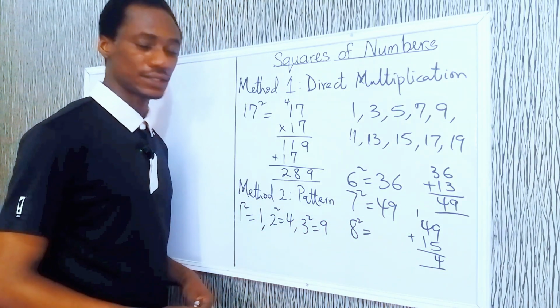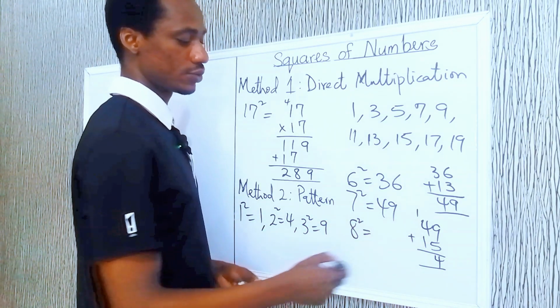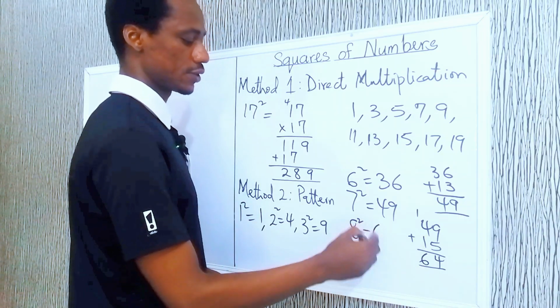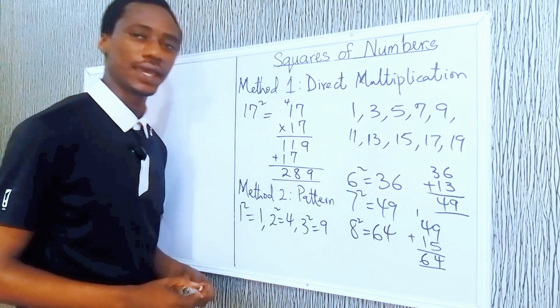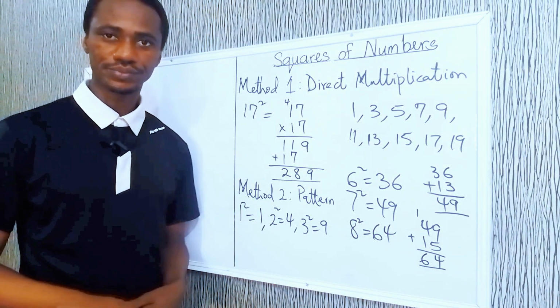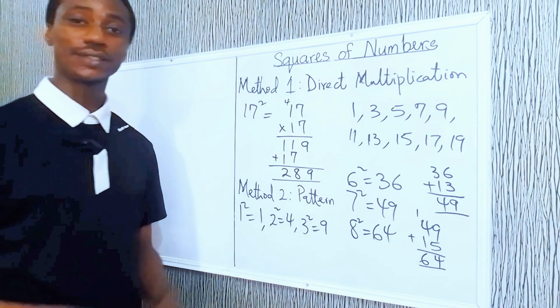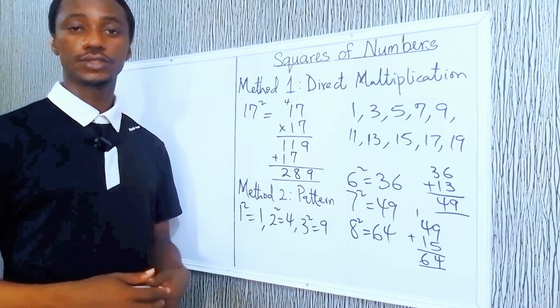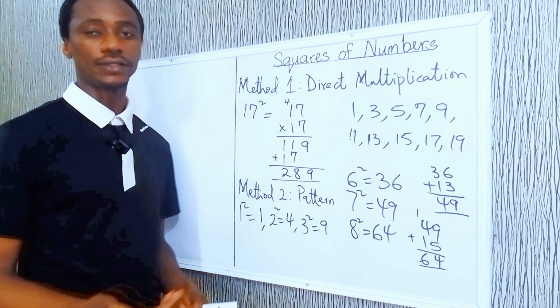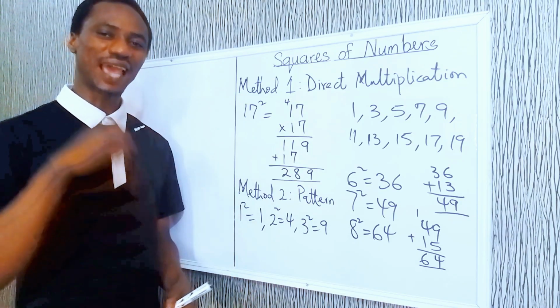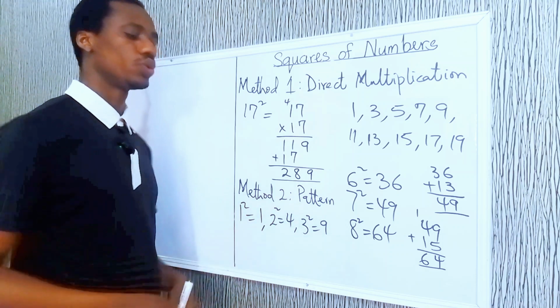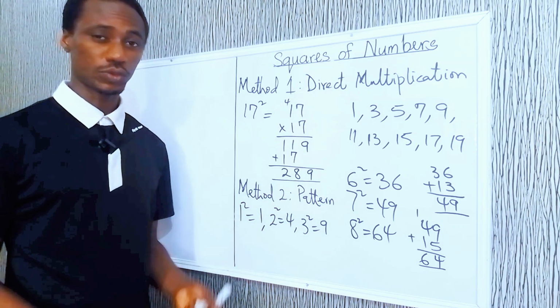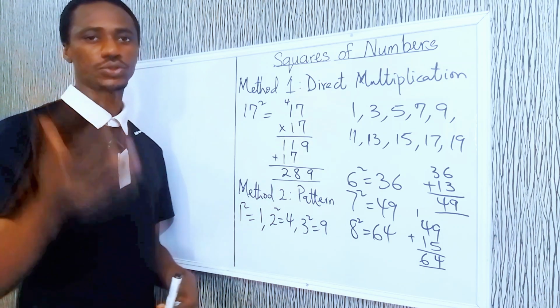So 1 plus 4 plus 1 will give you 6. So the square of 8 is 64. So 8 squared is 64, right? Okay, so you can find the square of 9 by adding the 9th odd number to 8 squared, which is 64. All right, and so on like that.